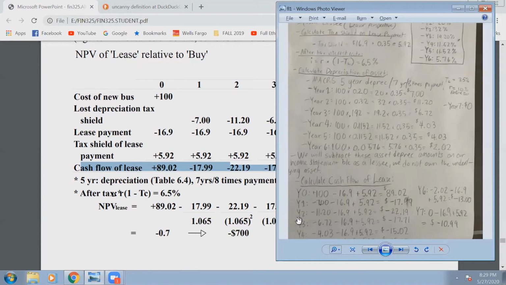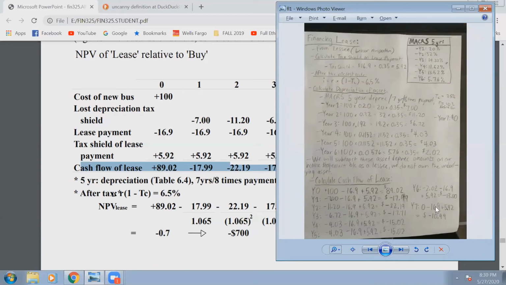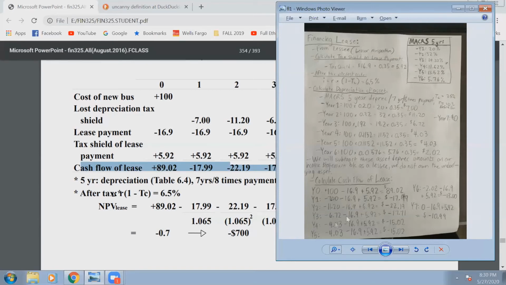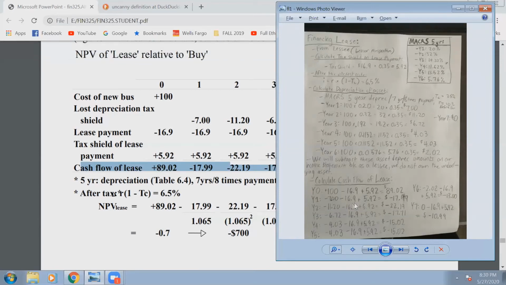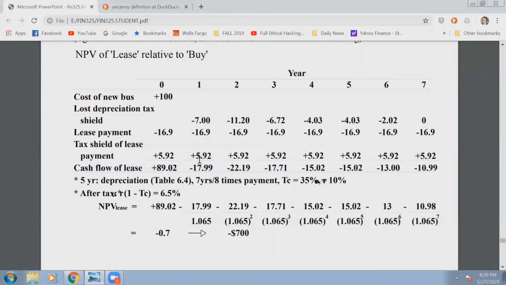Year 2, we have our lost depreciation tax shield of 11.2. We pay our lease 16.9, and we receive back our interest tax shield on the lease payment of 5.92. Final value for year 2 is negative 22.19. Year 3, you get the point. I don't really want to do that for all 7 years.